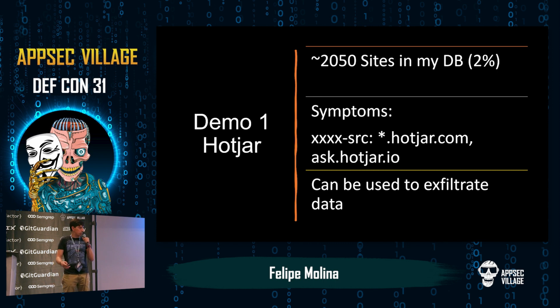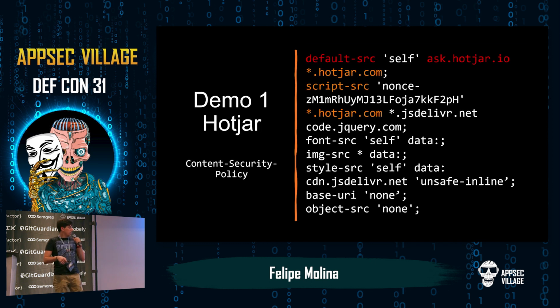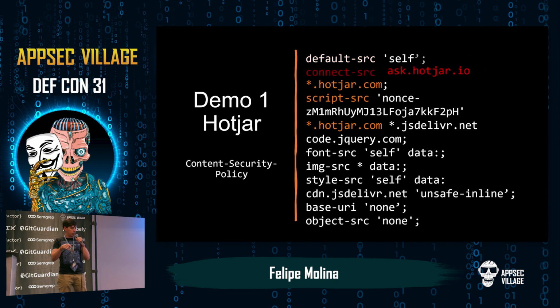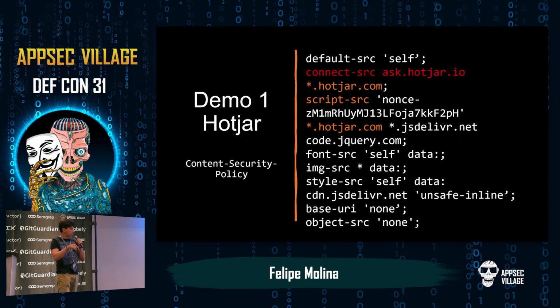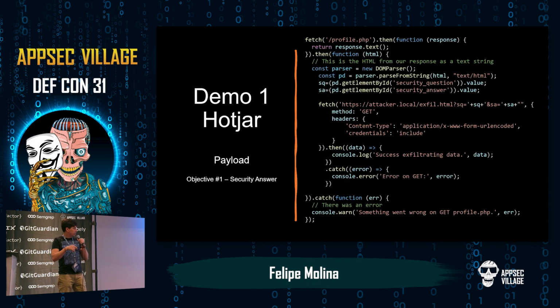It's not big, but it's not small relatively. Okay, symptoms would be finding *.hotjar.com and askhotjar.io in the content security policy, and can be used to exfiltrate data. This is how it would look like when you go to the site. This is a content security policy allowing default askhotjar.io, but for exploitation purposes, you can use it as well for connect source.